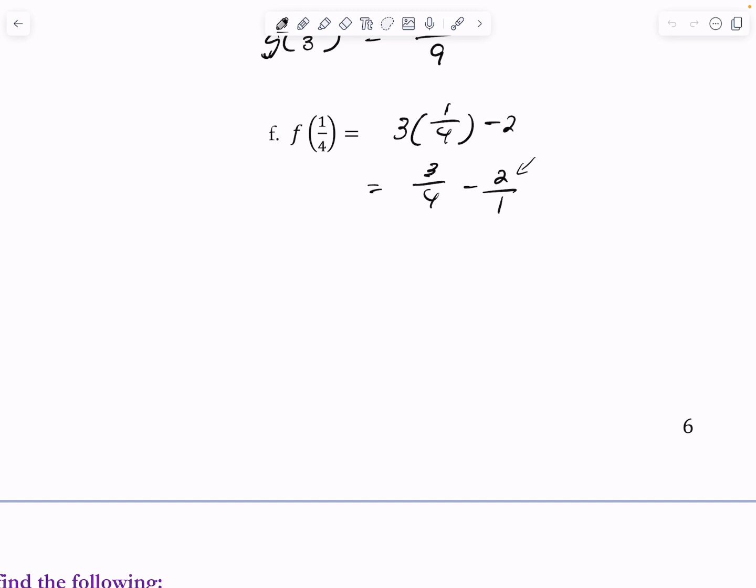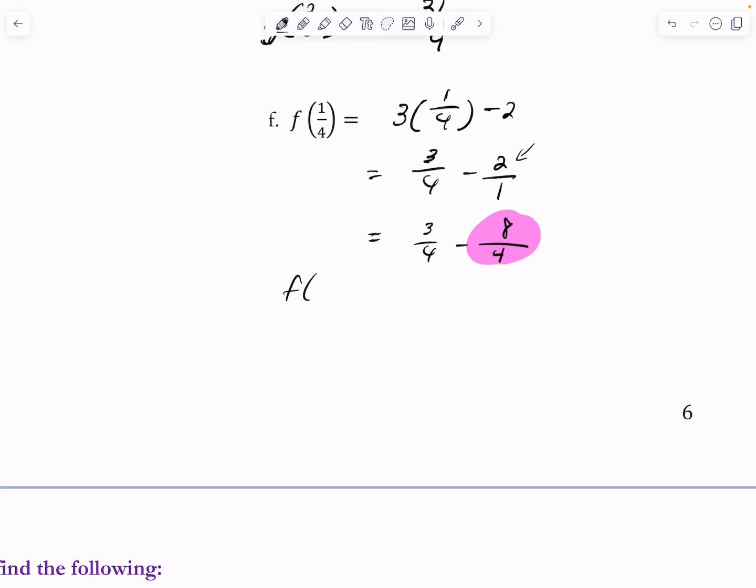Alright, so I was here finishing f of 1/4. I wanted to get a common denominator to subtract these, a denominator of 4. So getting from 1 to 4 is multiplying top and bottom by 4 to get 8/4. Don't forget to reduce this. So f of 1/4 is equal to negative 5/4.